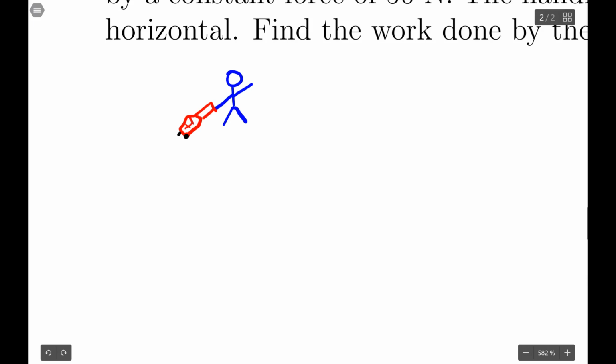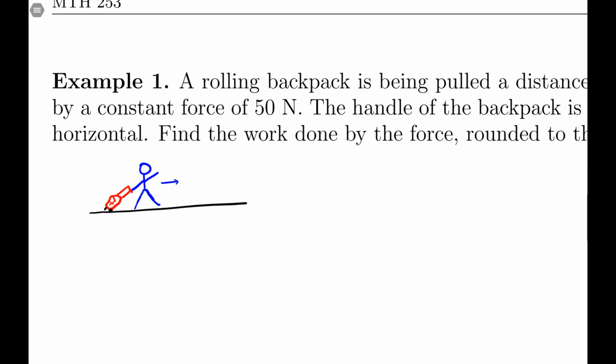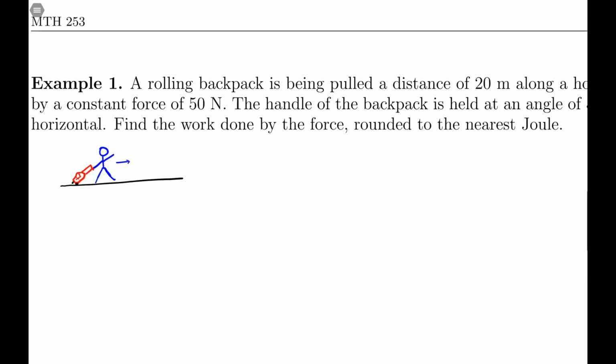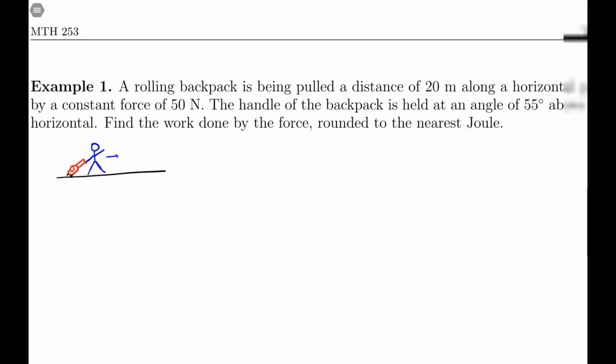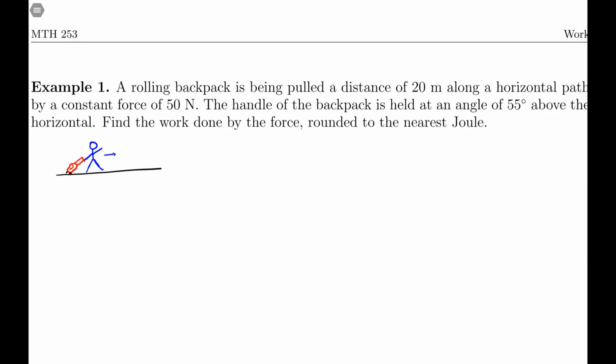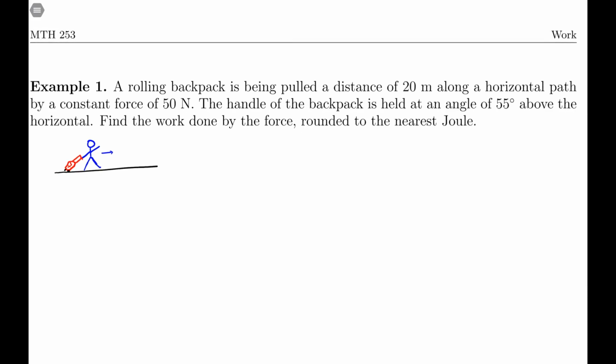They have this, and they're pulling it along a straight path. It should be horizontal. I'm going to try to make it a little bit more horizontal, which means that person needs slightly longer legs. There we go. And this person is moving in this direction. So, they're pulling it with a constant force of 50 newtons, and they're pulling the backpack a distance of 20 meters along this horizontal path. So 20 meters from the beginning point to the ending point.